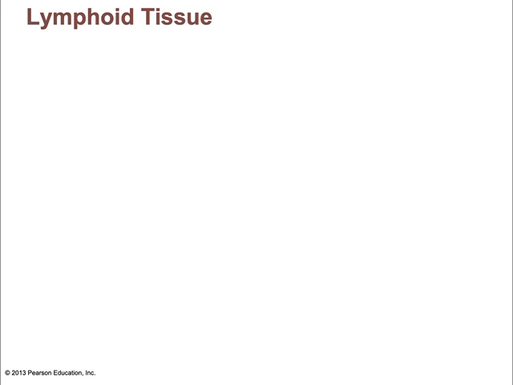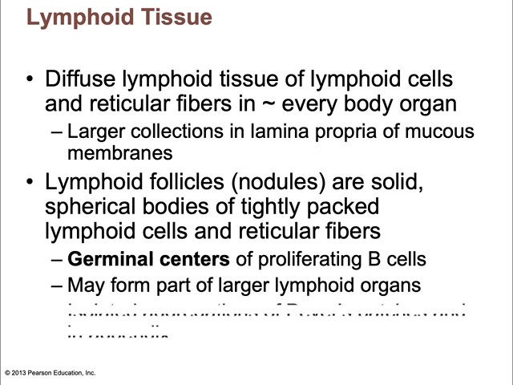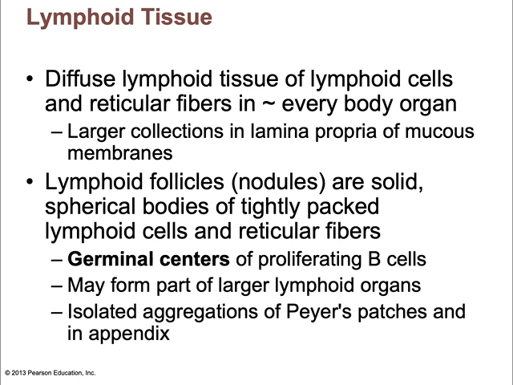Okay, now with lymphoid tissue, we have different types, right? We have encapsulated and unencapsulated lymphoid tissue. An example of encapsulated lymphoid tissue would be lymph nodes. Unencapsulated would be something like MALT.